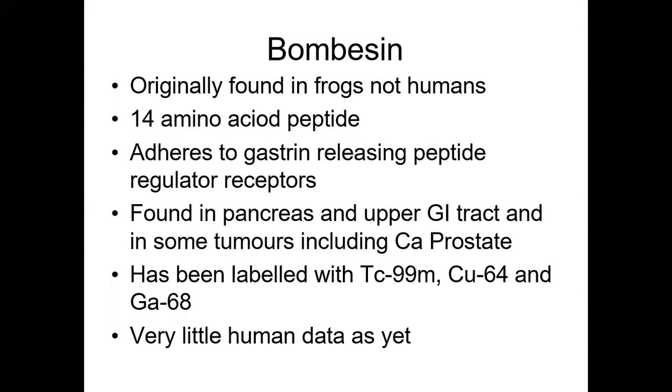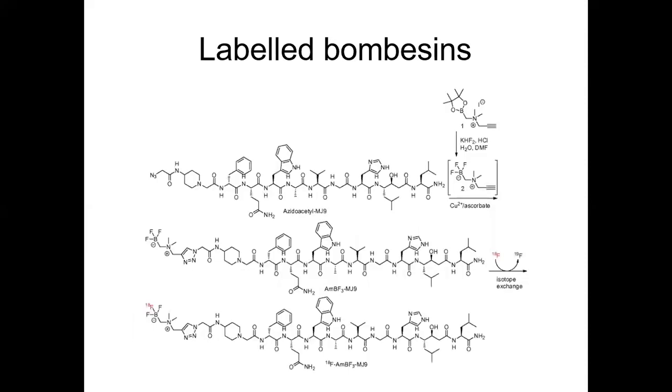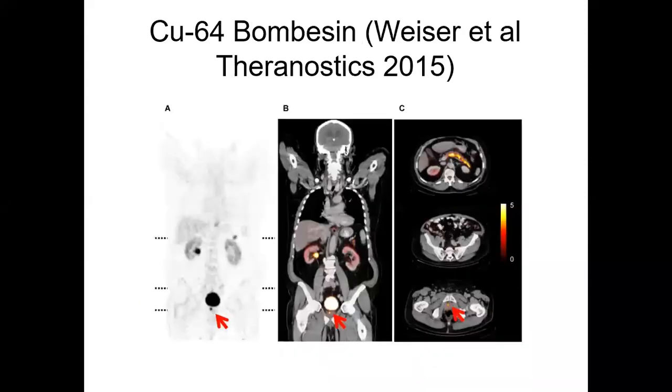So we talked about bombesin yesterday. This is a gastrin-releasing peptide regulator. It's found in pancreas, upper GI, and tumors including CA prostate. Now I'm going to talk about the PET side of it today. I showed you this yesterday, this is the structures of the bombesins. The one that most of the work has been done in is AMBF, known as amber. And these are basically, again, complex structures which attach to the bombesin receptors on the surface of the prostate cancer cells.